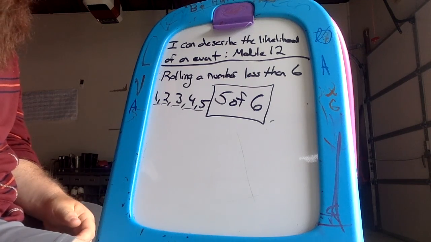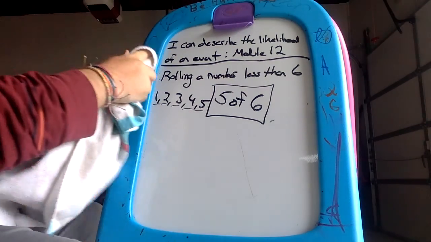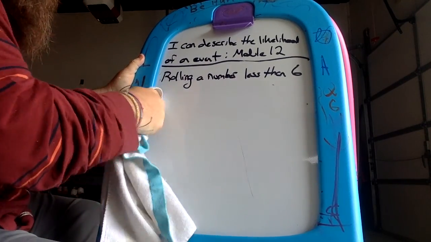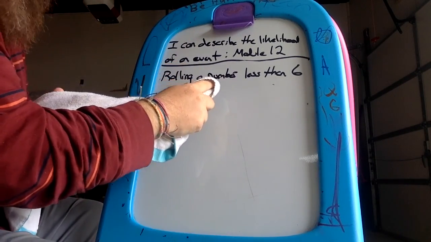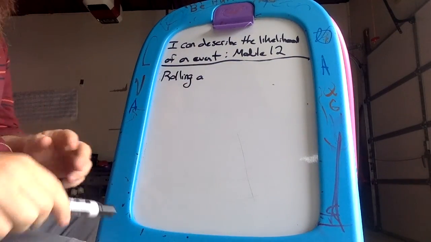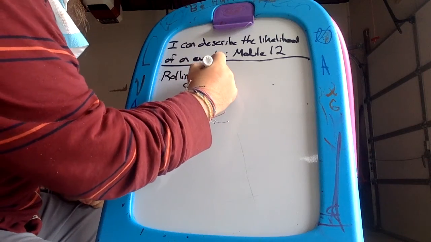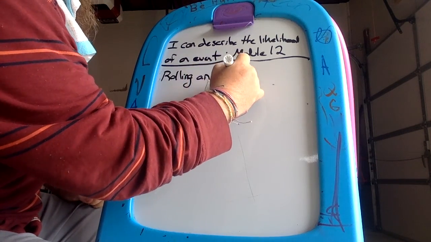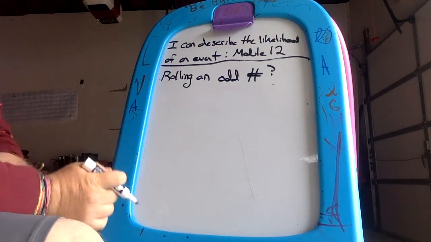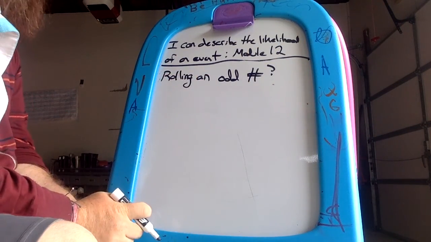Okay, and then the last example I'll give you guys. Erase this part. Let's do rolling an odd number. I'll use this, okay? So what is the probability that I'm going to roll an odd number?